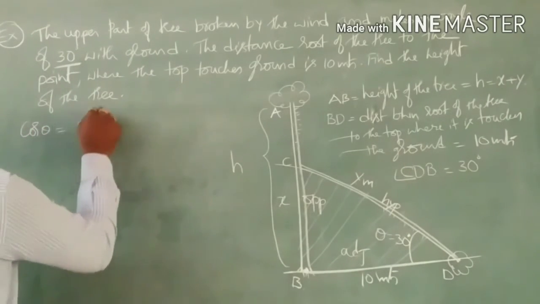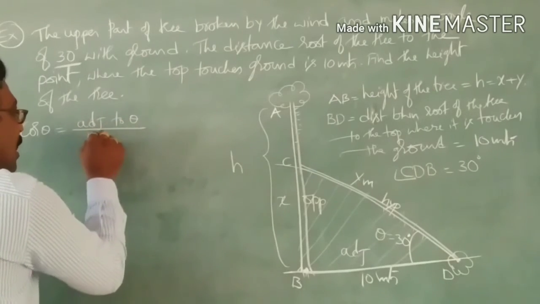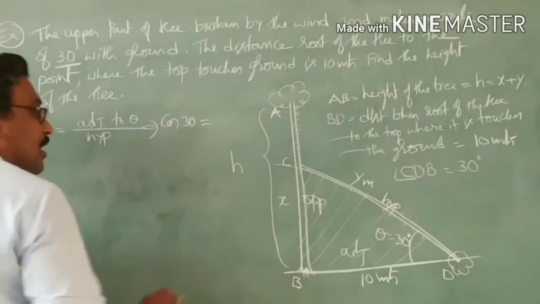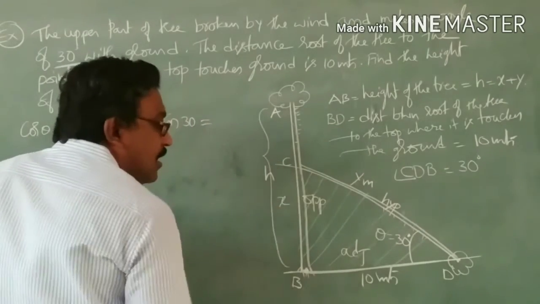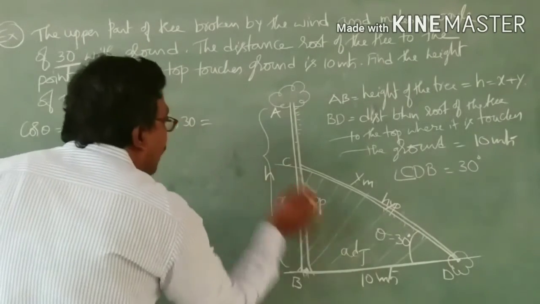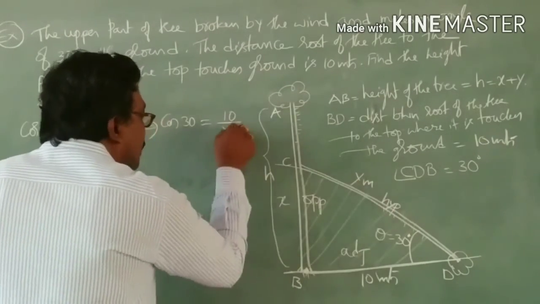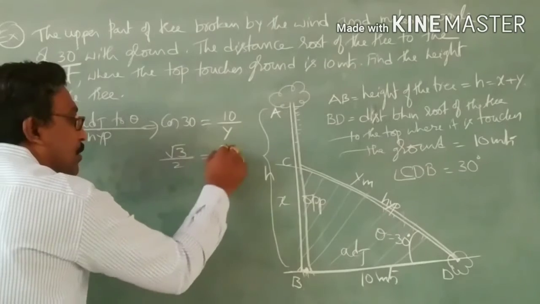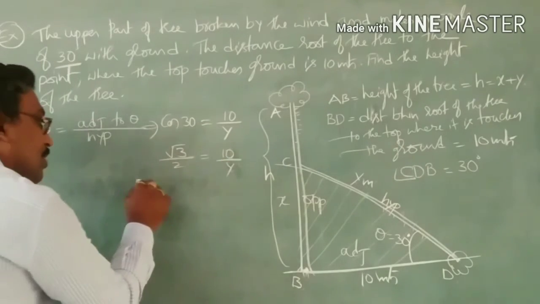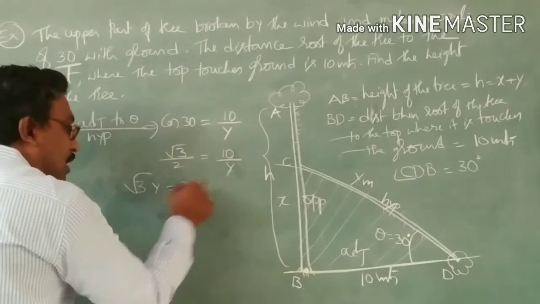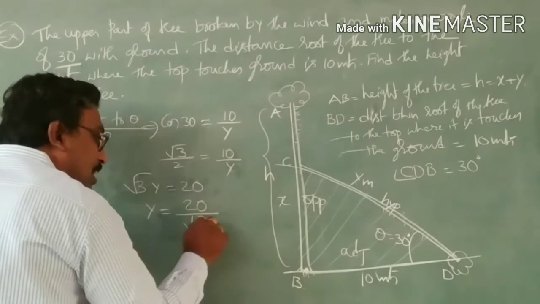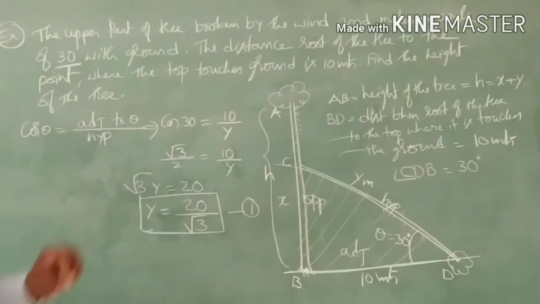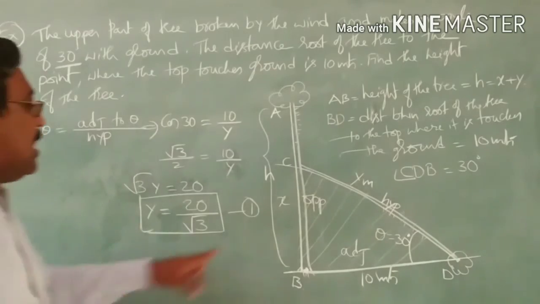Cos theta is equal to adjacent to theta by hypotenuse. That implies cos 30 is adjacent 10 by hypotenuse y. Cos 30 value is root 3 by 2, equal to 10 by y. Root 3 times y is equal to 20, where y is equal to 20 by root 3. I got the y value. Now I should get the x value.